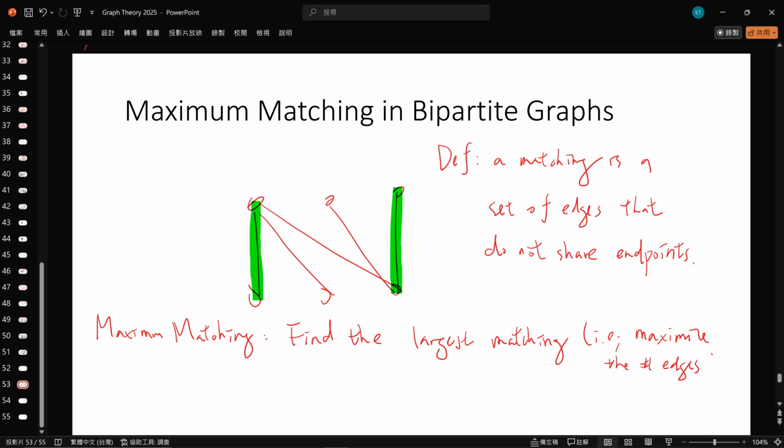Similar to the problem we considered in the previous class, we want to maximize the number of edges, but this time we want to have a matching. Actually, you can also consider this problem on non-bipartite graphs, but the algorithm is much more complicated than for bipartite graphs. So for this course, we'll focus on bipartite graphs.